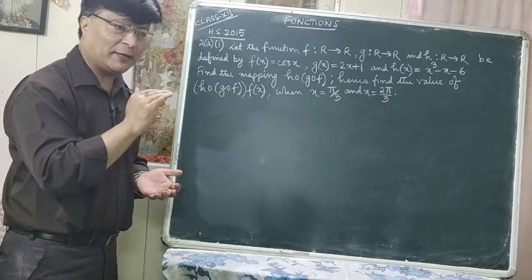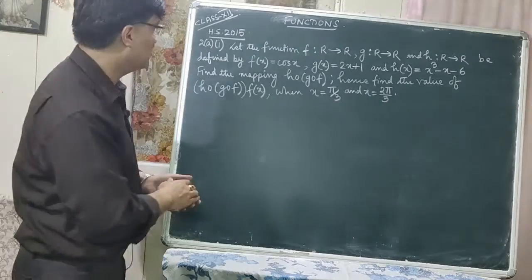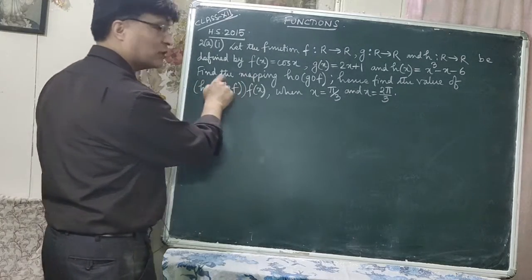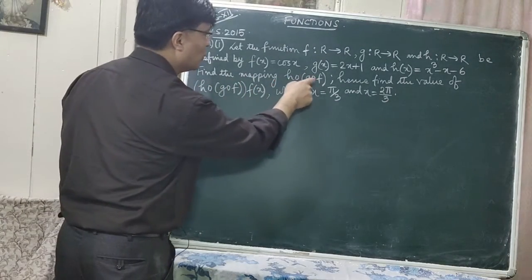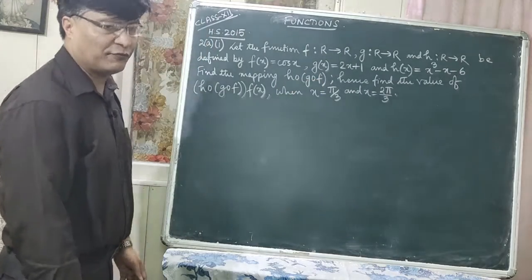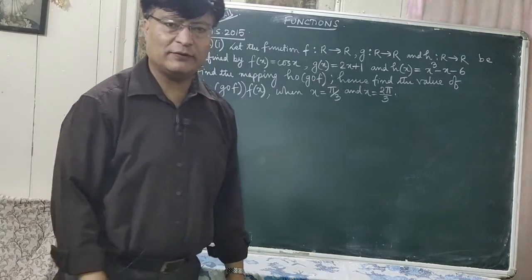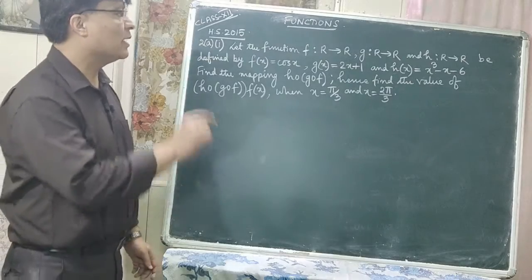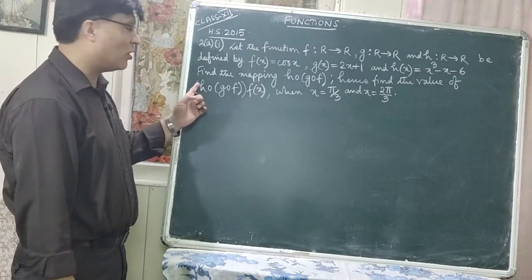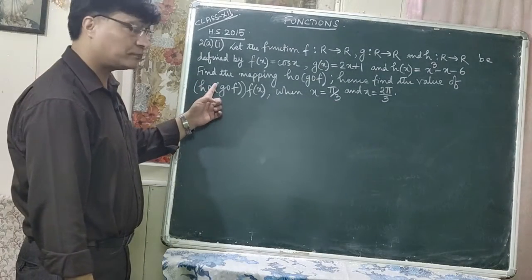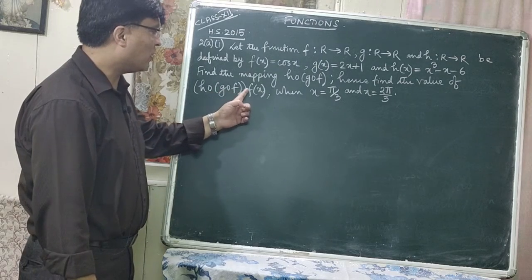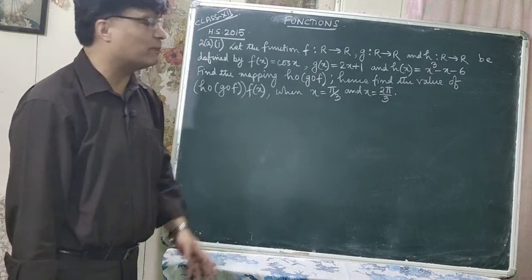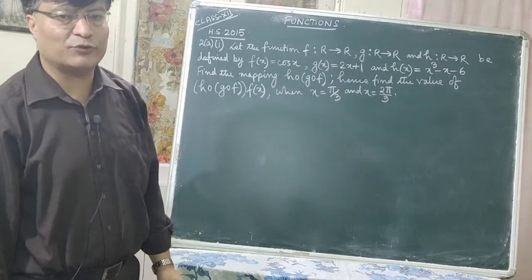Okay. The mapping ko orko word चाहिँ के हो? Function हो. ठीक छ? So find the function or mapping h o (g o f), within bracket. This is the combination of 3 functions out here. Okay. And hence you have to find out the value of h o (g o f) of x when x is equal to pi by 3 and x is equal to 2 pi by 3.